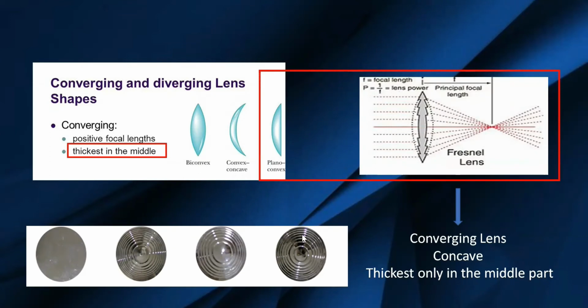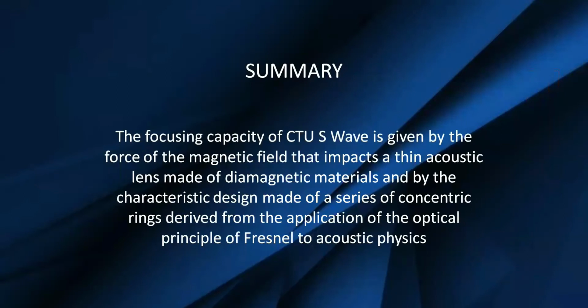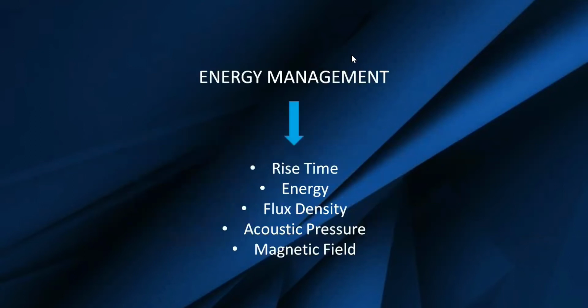The lens is thin in the peripheral part, so it is easy to have a fast movement of the lens when the lens meets the high intensity of the magnetic fields. In summary, the focusing capacity of the CTU shock waves is given first by the force of the magnetic fields that impacts a thin acoustic lens made of diamagnetic materials, and by the characteristic design of the lens made of rings. It gives the possibility to focus the energy in the tissue.